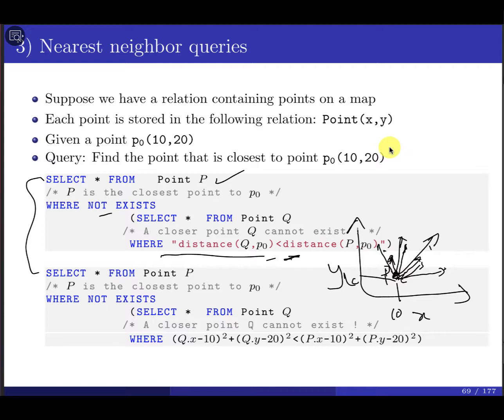Evaluate one time for every single value that we're going to get from the outer query. Yeah? We studied this one in the database organization. Anyway, I'm going to say this point is the closest point if there does not exist another point closer than this point.